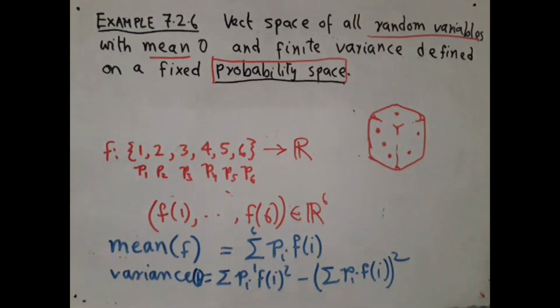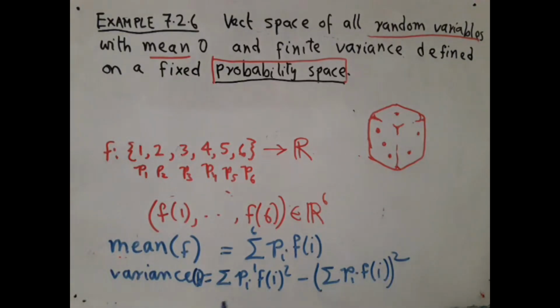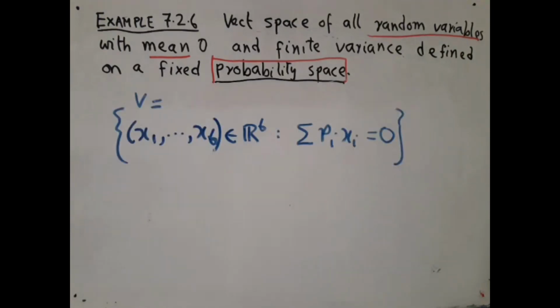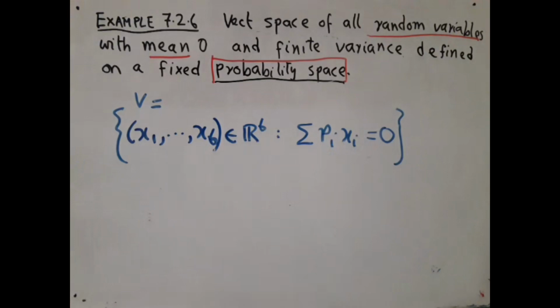Now in my example, we are working with all those random variables, that is all those f, which satisfy the additional condition that this is equal to 0 and this is finite. Now since our sums are all finite because our probability space is finite, so clearly this is bound to be finite. So the condition of finite variance holds here trivially. That really does not rule out any of my random variables. However, this is a non-trivial condition, so the final vector space that we are working with becomes V equal to all those elements in R^6 such that they satisfy summation pi xi equal to 0. So what I earlier called f of 1, f of 2, I am just calling them x1, x2 up to x6 to keep similarity with our regular notation.